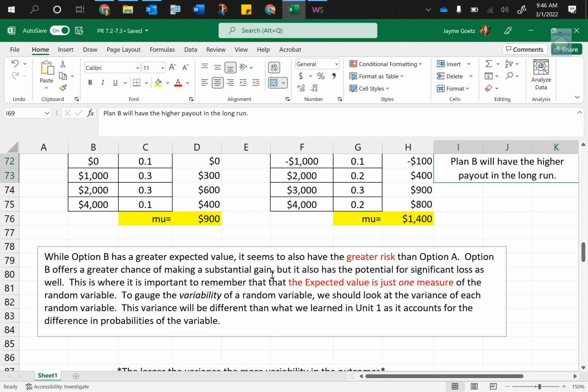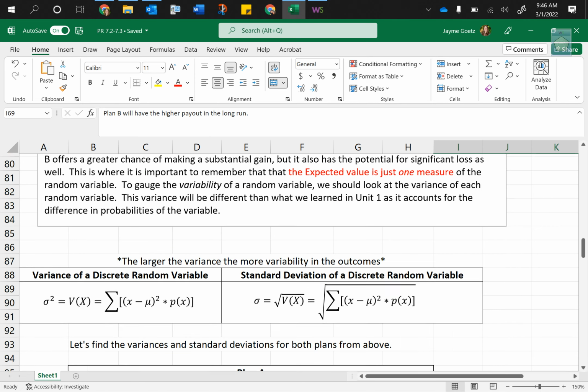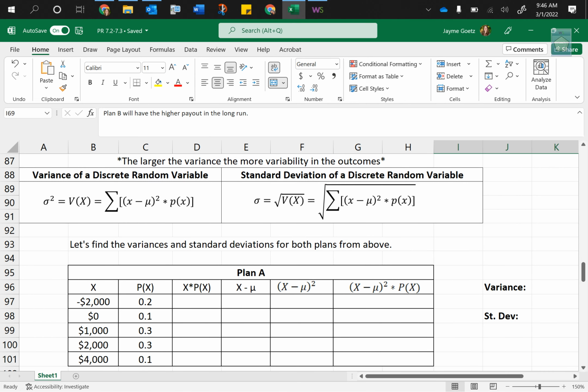Now, to gauge the variability of a random variable, we should look at the variance of each random variable. This variance will be different than what we learned in Unit 1, as it accounts for difference in probabilities of the variable. So this is variance. We talked about this in Unit 1, but it's going to be a little bit different because it's going to account for the difference in the probabilities. All right? It's not just going to be focused on the mean. It's going to be difference of the probabilities. So Plan B has the greater payout, but we're going to see if it really does have a higher risk. So the larger the variance, the more variability in the outcomes. We should understand this by now.